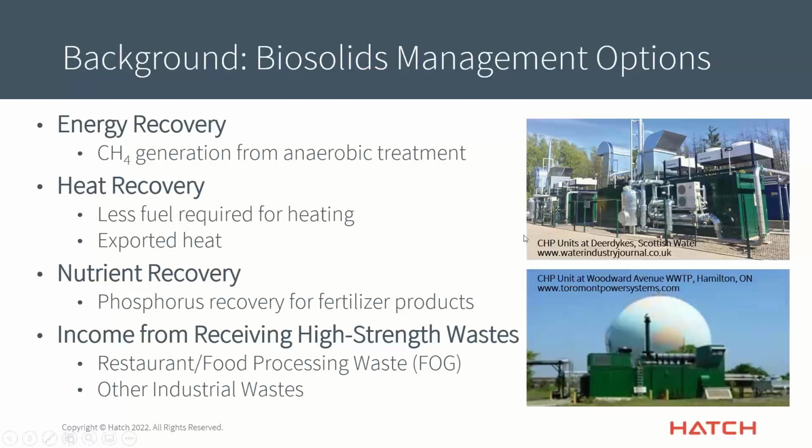I've got a couple of pictures here. This is a CHP unit at Deerdykes in Scottish Water. This was a facility that I believe not only treated their own waste, but also accepted a lot of food waste from outside. And this unit here, with the big globe behind it, is a methane storage tank. This is at Woodward Avenue Treatment Plant in Hamilton, Ontario, where I live. This is a cogeneration unit that allows for some flexibility about whether it treats the gas or uses the gas within the facility. So you can offset some of your own energy needs, or if you have excess energy, you could sell that back to the grid.